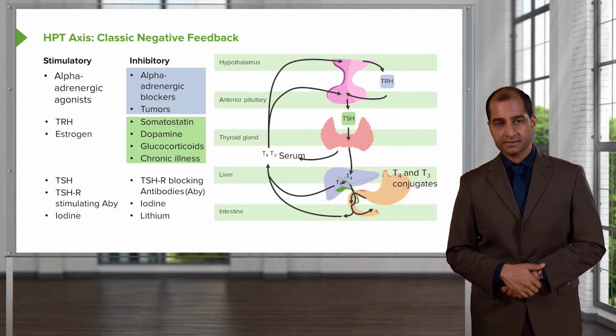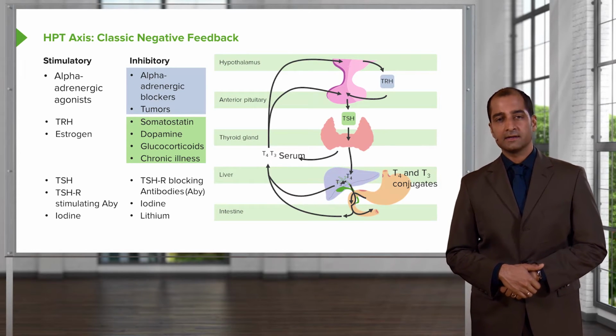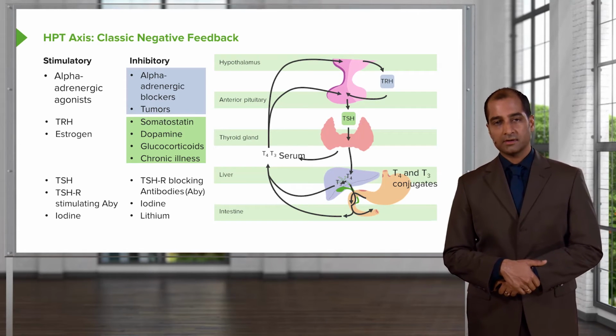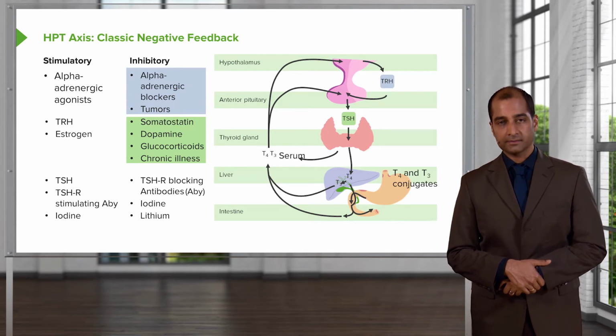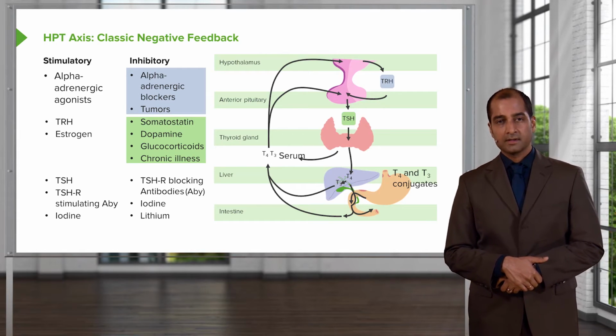Glucocorticoids, chronic illnesses. Chronic illnesses is very important for us. How do you feel when you're ill? Not too energetic. Maybe if there were symptoms that you wanted to equate it to, it would be more along the lines of hypothyroidism. We'll talk a little bit more about chronic illness. Stimulatory.